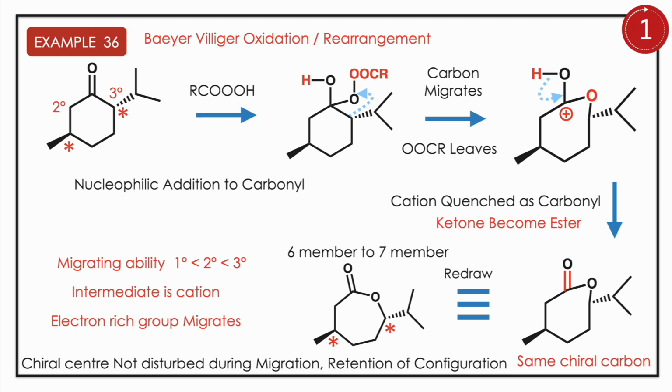If you look at it clearly, the ring is expanded from 6-member to 7-member ring with retention of configuration. The same methyl above the plane, the same isopropyl below the plane. The relationship is also maintained the same. The concept you have to learn here is, in Baeyer-Villiger oxidation, retention of configuration happens.